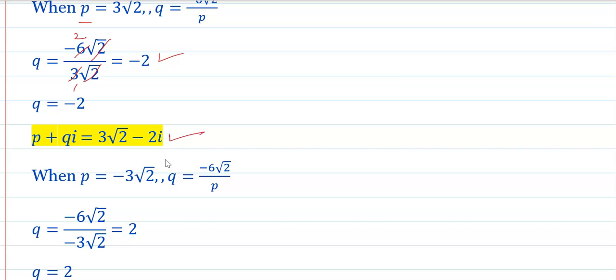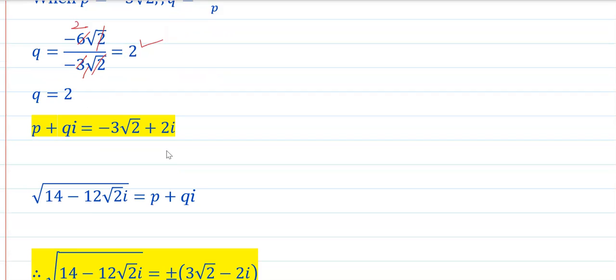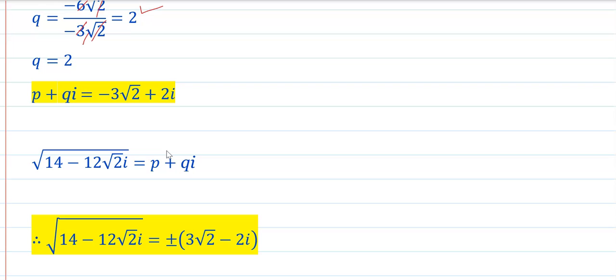This is the first. When p is equals to minus 3 root 2 and q is equals to minus 6 root 2 upon p, पुन्हा ती व्हॅल्यू टाकणार. हे दोन्ही ते कट होणार. 3 1 चा आणि 3 2 चा 6. Minus minus division, you will get plus, q is equals to 2. Okay. And therefore, p plus qi is equals to minus 3 root 2 plus 2i. Okay. And hence, the root of 14 minus 12 root 2i is equals to p plus qi.